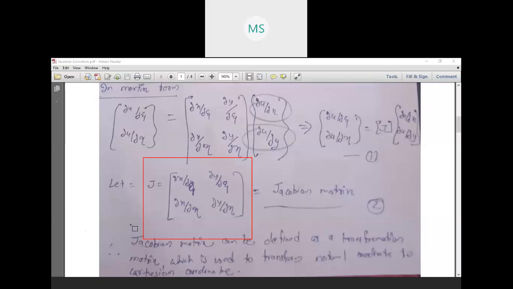Which is very important in your exam. In your exam, if the same question comes for fewer marks, they can ask you to do the derivation for the Jacobian matrix.